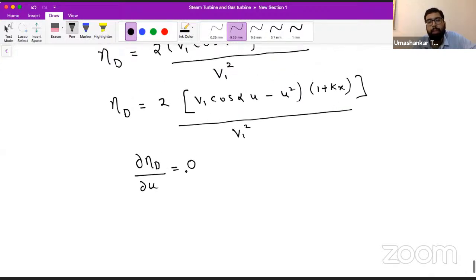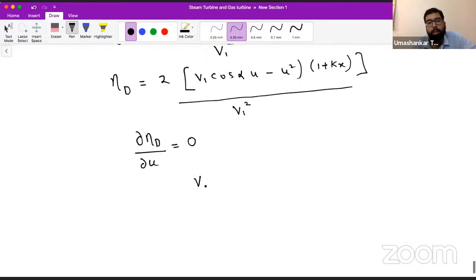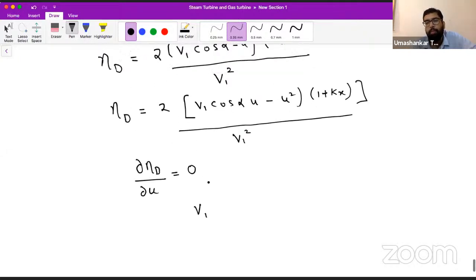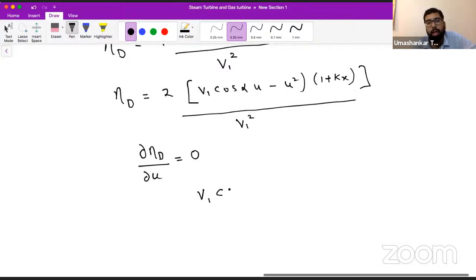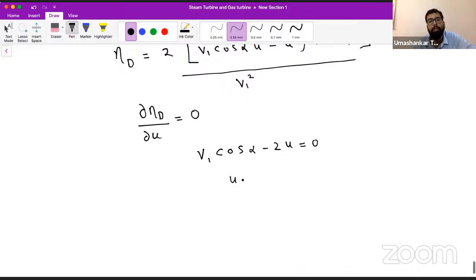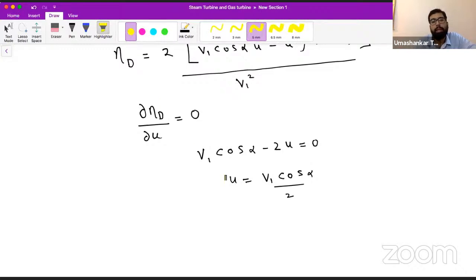So if I put it to zero, what will come? We will have V1 cos alpha minus 2U is equal to zero. Rest will be zero. So from here we can say that U is equal to V1 cos alpha by 2. So now what I'm trying to say is, this is the condition where we can attain the maximum velocity.